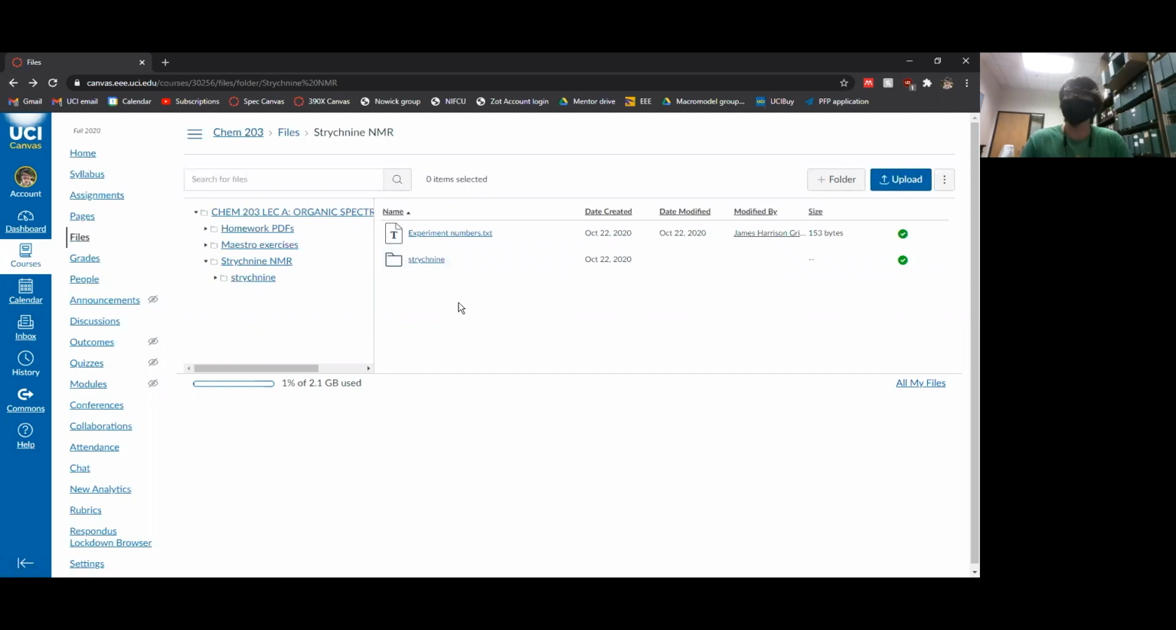Any follow-up questions on how to get this into Topspin? I can answer simple ones now, complex ones by Zoom later. Okay, sorry to interrupt with that tangent, but someone had a question about Topspin. I want to make sure I addressed it.